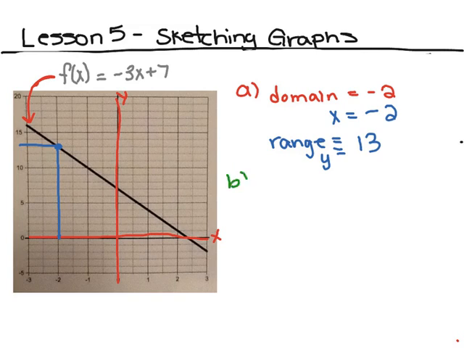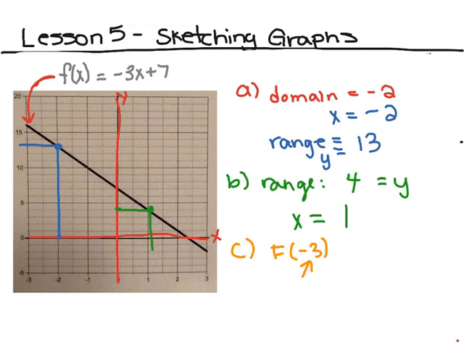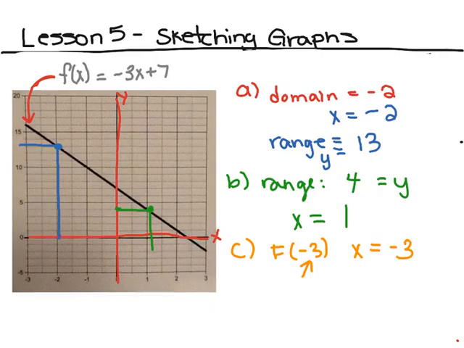For b, our range is 4. So we're going to go up because that means it's our y value. So at 4, we're going to see where it crosses the function. And it crosses when x is equal to 1. For c, we want to find f of negative 3. And this has replaced our x. So we know x is negative 3. So we go all the way to negative 3, up to where it crosses. And it's at 16. So y is equal to 16.